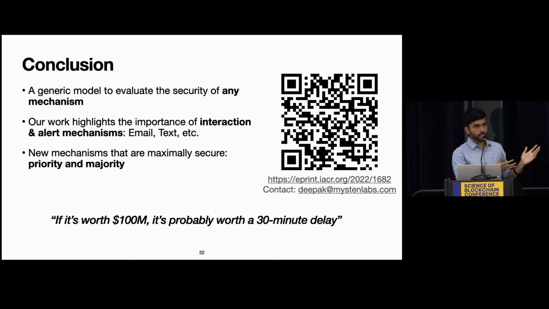As I quote there, if your mechanism is worth like $100 million, I'm sure you can add a small delay in there if it's going to help improve the security of it. And our work proposes new mechanisms that are maximally secure and easy to use and deploy. With that, I'll conclude my talk, and thank you.